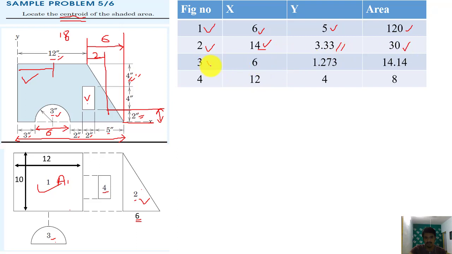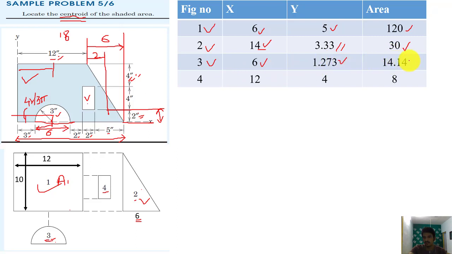Then figure 3 is this half circle, semicircle. So the x intercept is this 3 plus this 3 radius, so that will be 6. For the y intercept, you know the formula, 4r divided by 3 pi. This 1.273 is found using the formula for the centroid of the semicircle, from here to here it is 4r divided by 3 pi. The distance will be 4 times radius divided by 3 times pi.